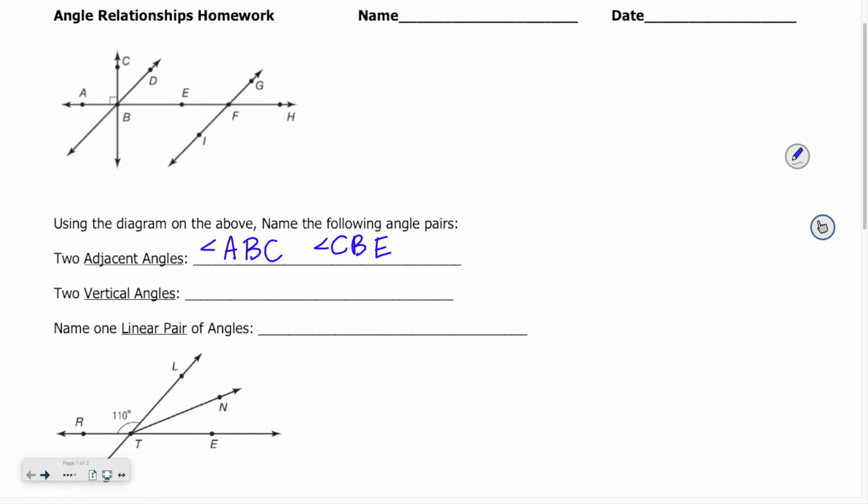Okay, two vertical angles. Vertical angles mean across from each other, and they are equal. So I'm going to pick angle EFI and angle GFH. Good choice.